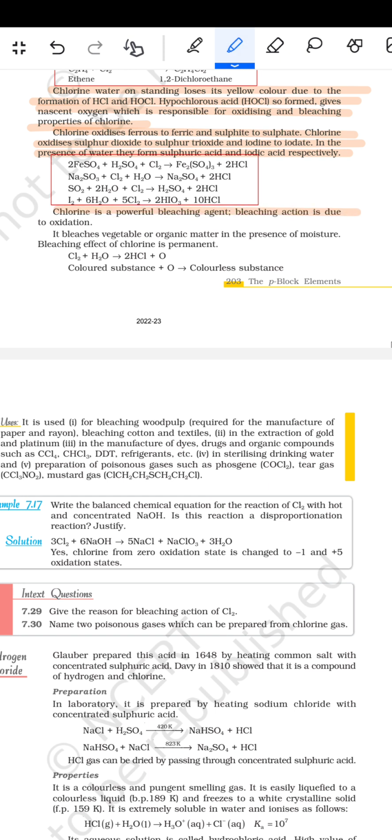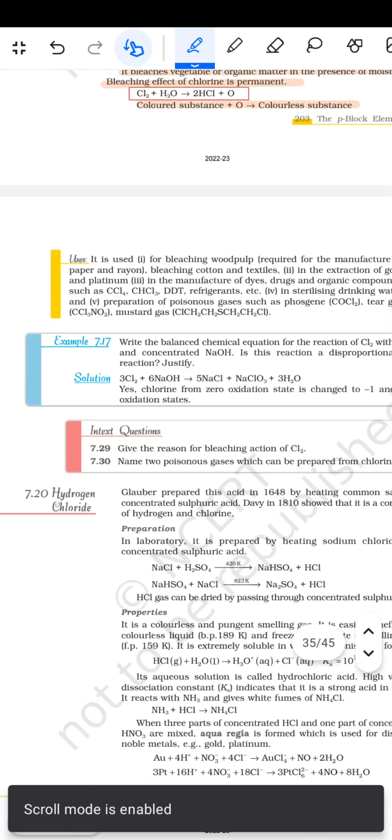Bleaching action is due to oxidation. It bleaches vegetable or organic matter in the presence of moisture. The bleaching effect of chlorine is permanent. Cl2 plus H2O gives HCl plus O. Colored substance plus O gives colorless substance.